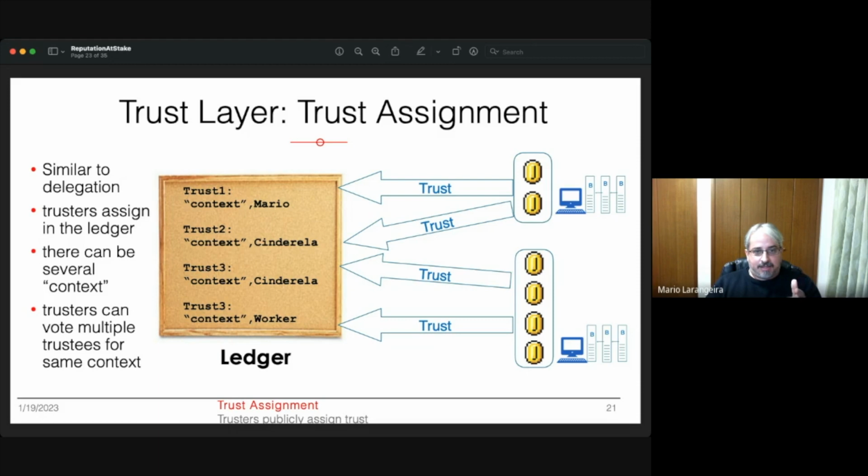One thing I didn't emphasize is that the trusters vote the assigned trust multiple times, but not for the same trustee. They're saying, given 10 trustees, I trust this one, but not the others. There is no not-trust vote; they simply do not assign. And since it's delegation based, it's easy to revoke, just like delegation, you can revoke easily.